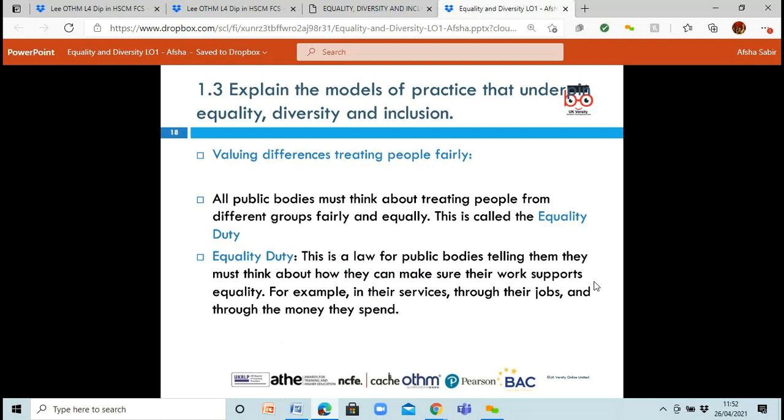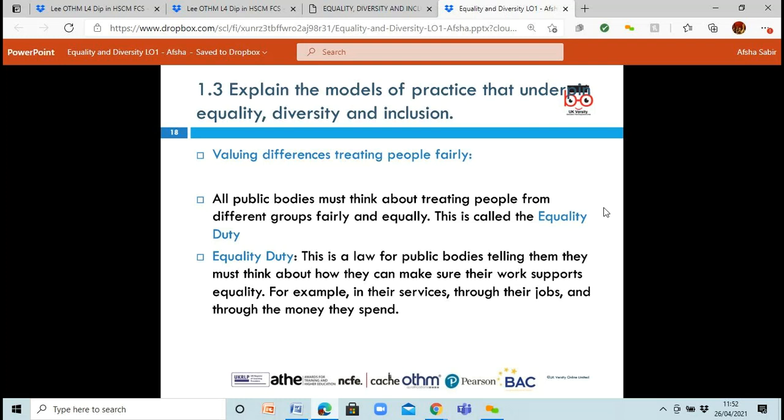So these are just some points that I've pinpointed that are good terminology for you to use within your assignment. We're going to look at valuing differences and treating people fairly. When we look at all public bodies, regardless of whether they're healthcare or business or school, they need to think about treating people fairly and equally. It doesn't matter what group they're from. This is called the equality duty.